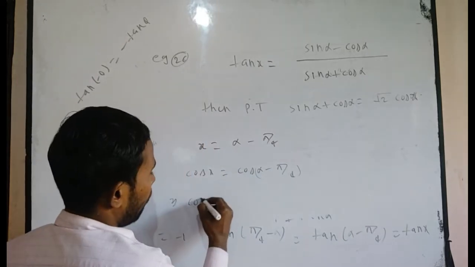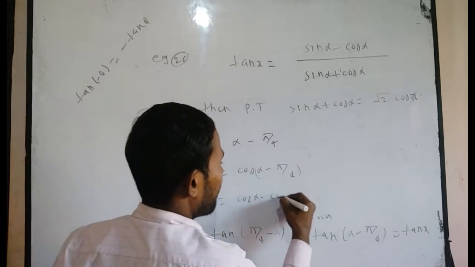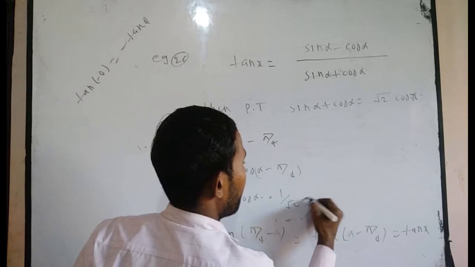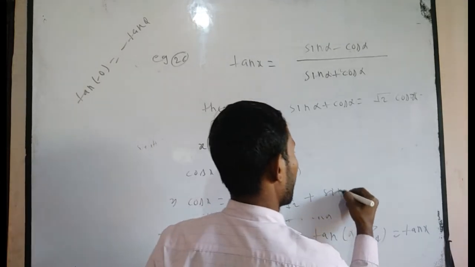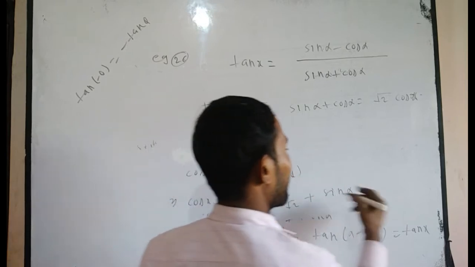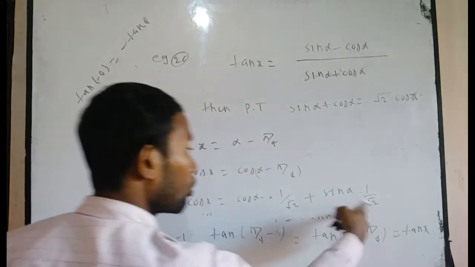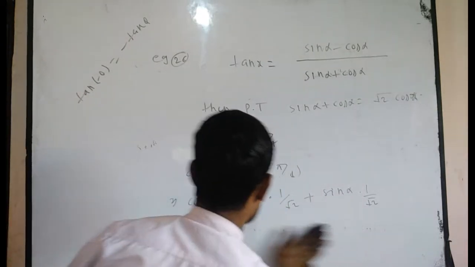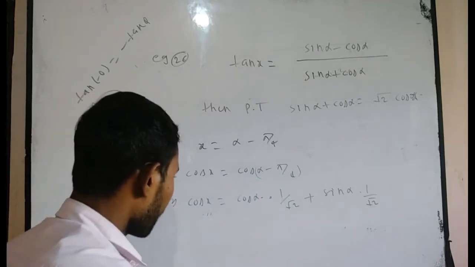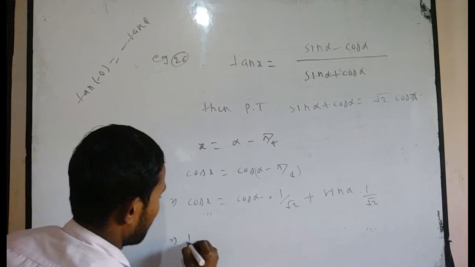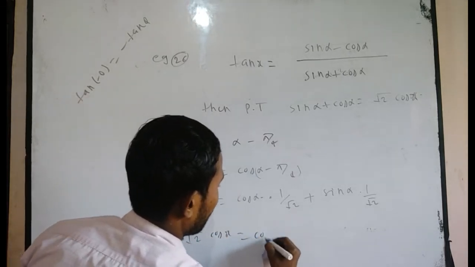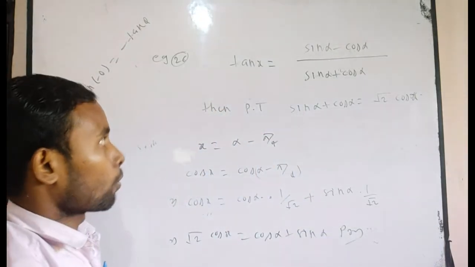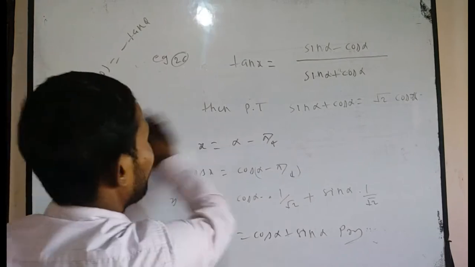That implies that cos x is equal to cos a into cos b, cos b, that means pi by 4, that will be 1 upon root 2, plus sin a into sin b, that means sin pi by 4, that means 1 upon root 2. If you multiply by root 2 on both sides, you get simply root 2 times cos x is equal to cos alpha plus sin alpha, which you had to prove. This is also very simple. Now we take the next problem.